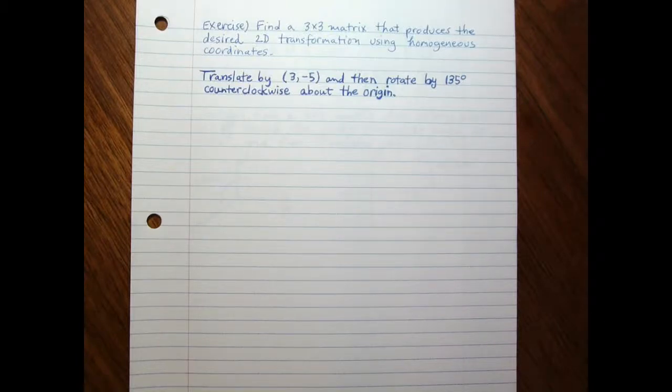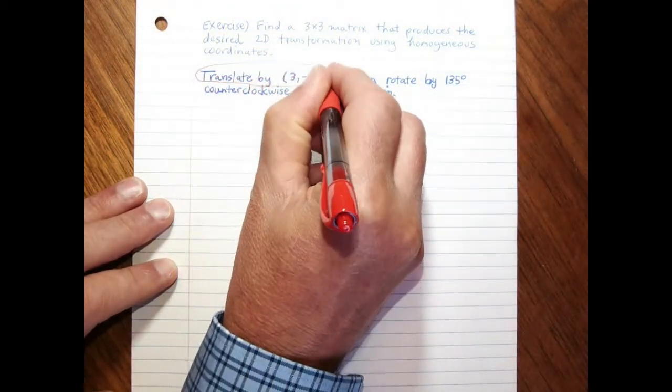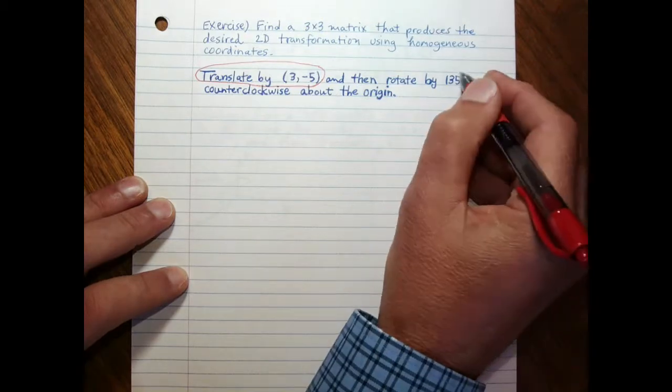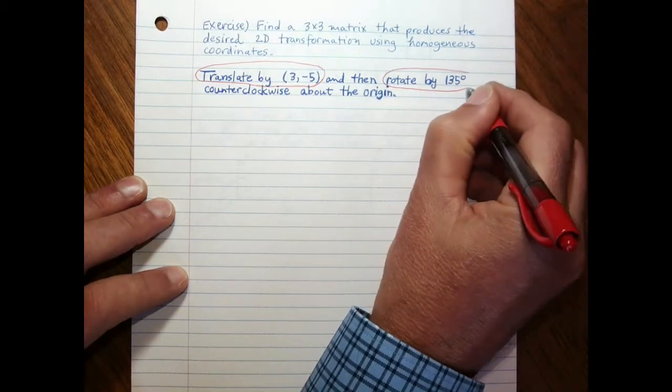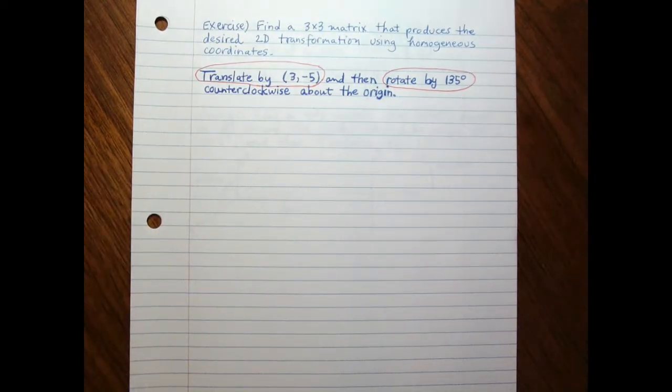In the third part of the 2.7 video, we're going to work through this exercise. Find a 3 by 3 matrix that produces the desired two-dimensional transformation using homogeneous coordinates. We want to translate by 3, -5, and it's the translation that requires the use of homogeneous coordinates, and then we want to rotate by 135 degrees counterclockwise around the origin. So we're going to make use of what we learned in the previous video about how a matrix can describe the rotation transformation.